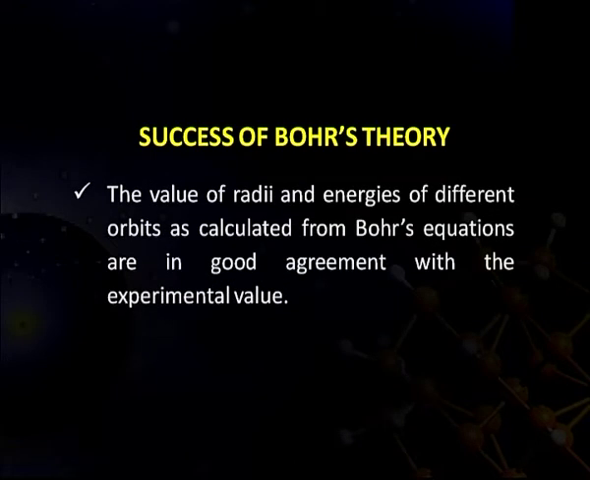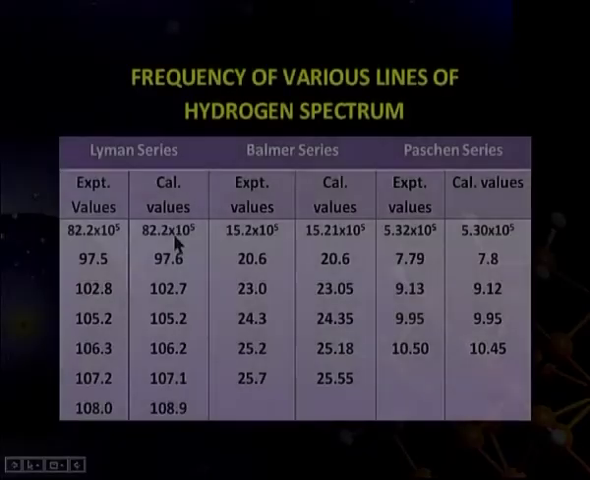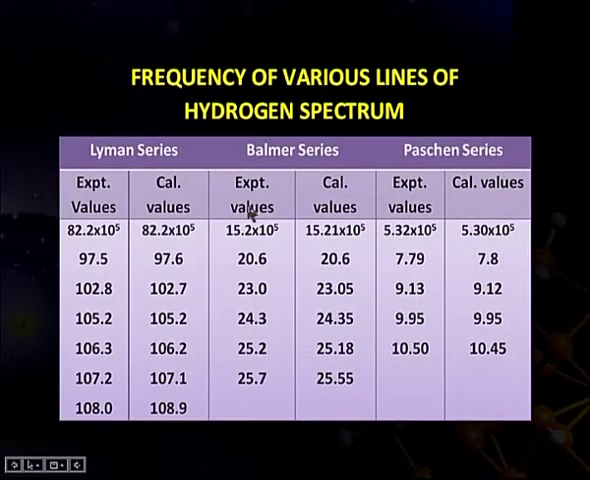The values of radii and energies of different orbits as calculated from Bohr's equation are in good agreement with the experimental values. This theory is the basis for the Ritz combination principle. The ionization energy of hydrogen can also be calculated. The table shows the experimental and calculated values of the Lyman series, Balmer series and Paschen series.